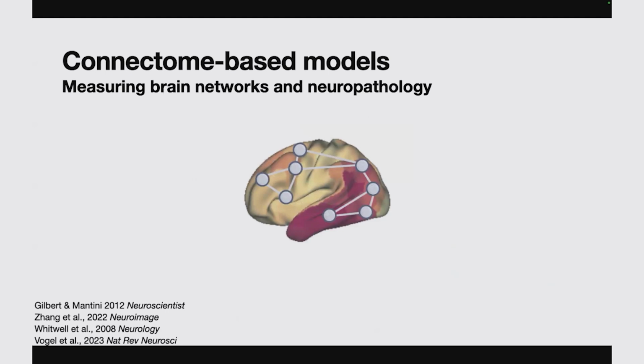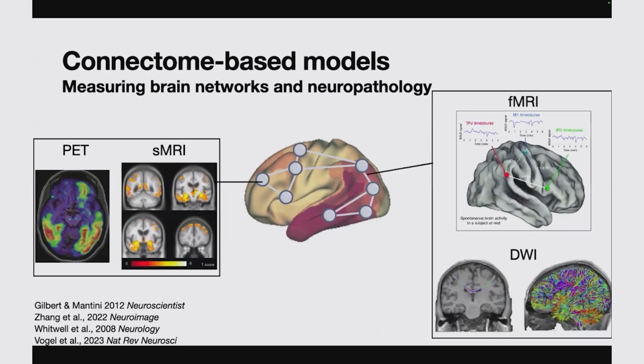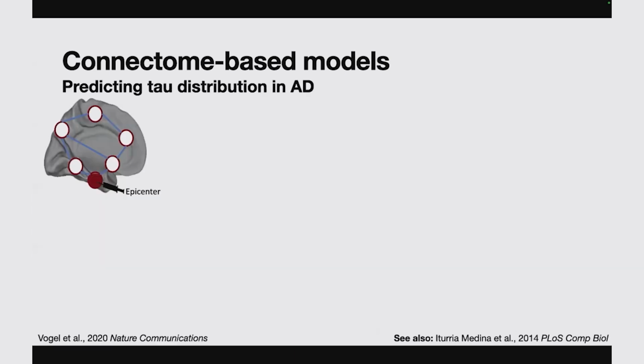These models represent the brain as a graph, as you can see here, where individual nodes represent brain regions. And in those regions, we can use PET or MRI to represent regional neuropathology or atrophy. So the edges of this graph can be represented by brain connectivity, which we can measure with fMRI or diffusion-weighted tractography, which I think you're all probably quite familiar with. So using this framework, we can build models or run simulations that test the degree to which brain networks influence the distribution of neuropathology.